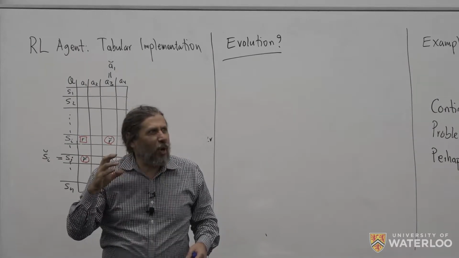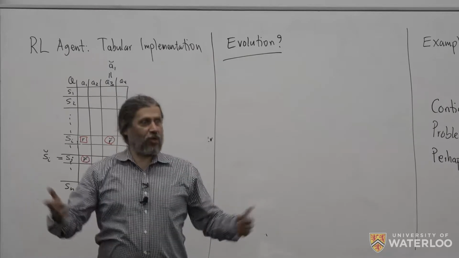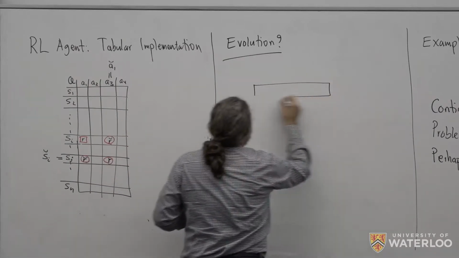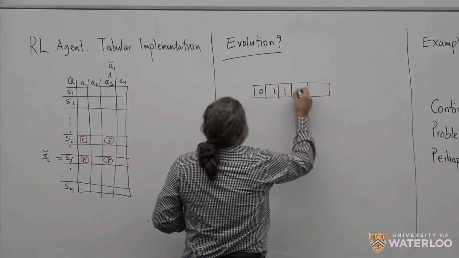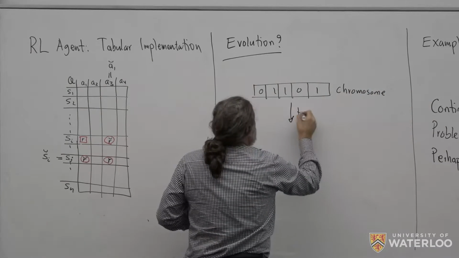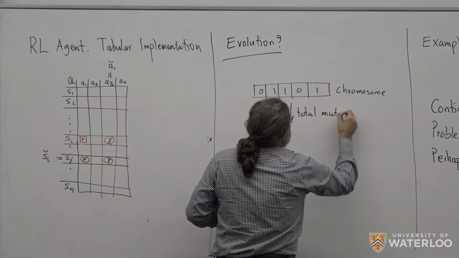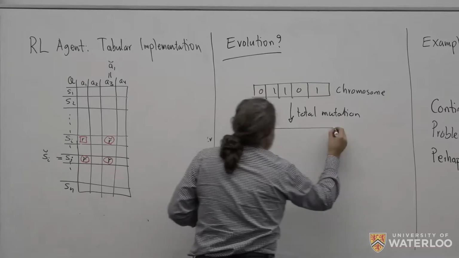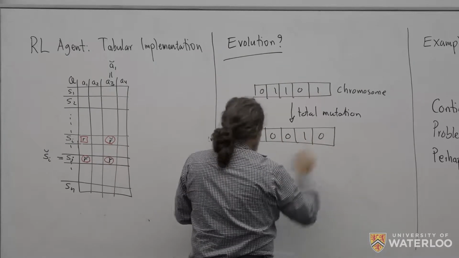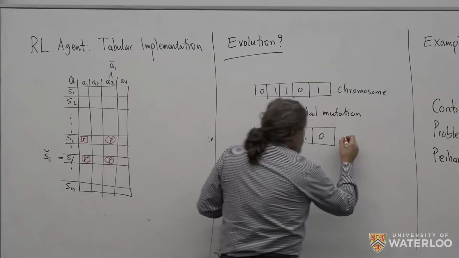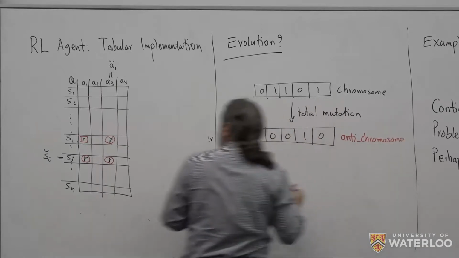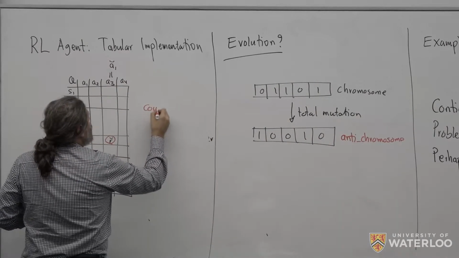So, okay, you were talking about bits and bytes and mutation changing one bit. How about we flip all bits? So total mutation? Yeah, total mutation. So now you are going totally insane. Yeah, so why not? So if I have my chromosome and I do a total mutation, then I get 1, 0, 0, 1, 0. I get my anti-chromosome. And here I had my counteraction.